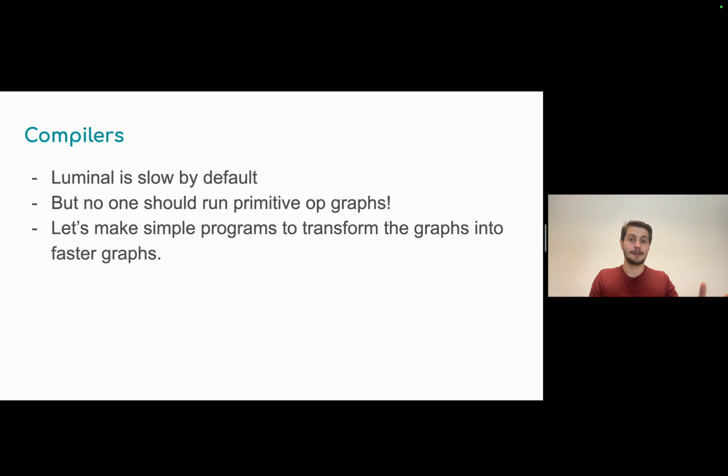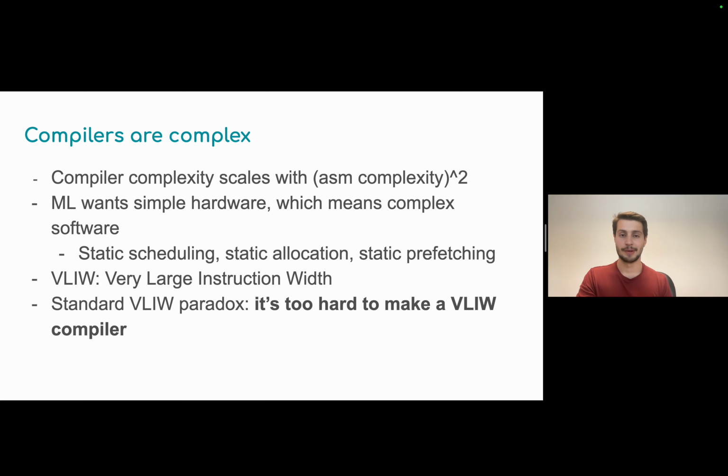Like I said, Luminal is slow by default, but you're never meant to run any of these primitive op graphs. We're going to take these graphs and feed them through compilers, and they're going to spit out much faster graphs. So how does that actually work? I mean, we're not the first to think of compilers here. No, we're not the first to think of ML compilers.